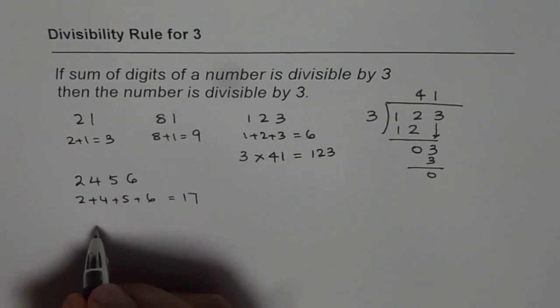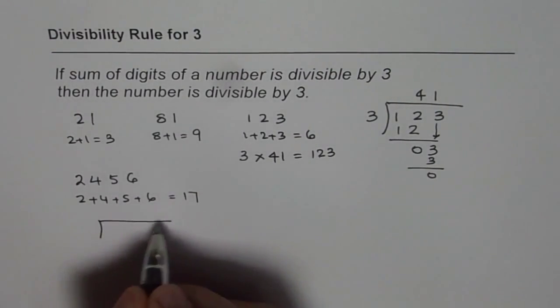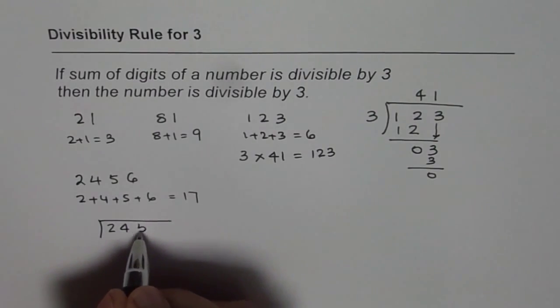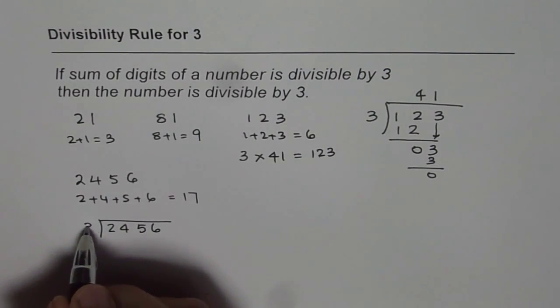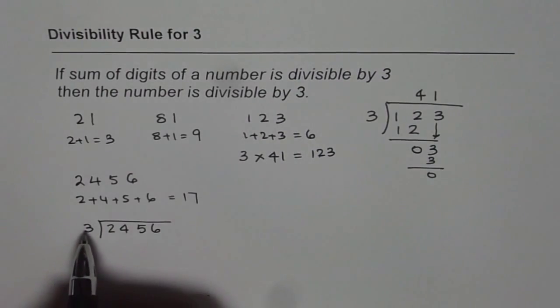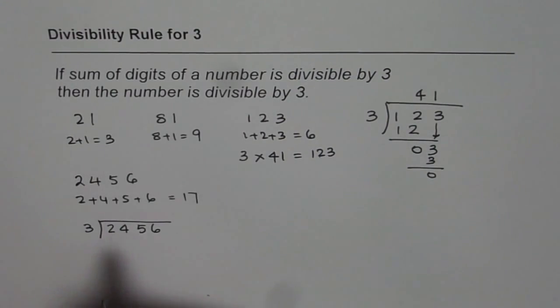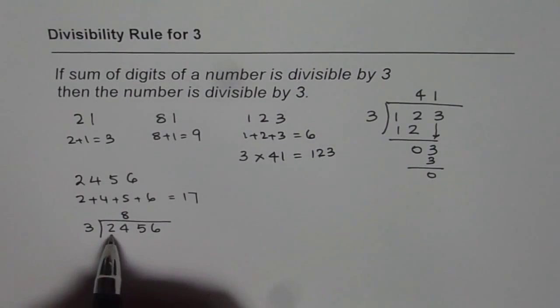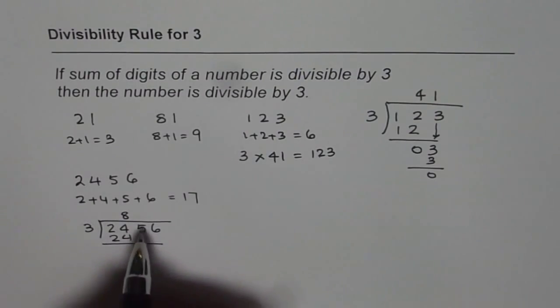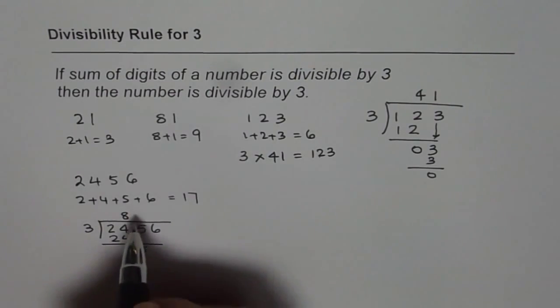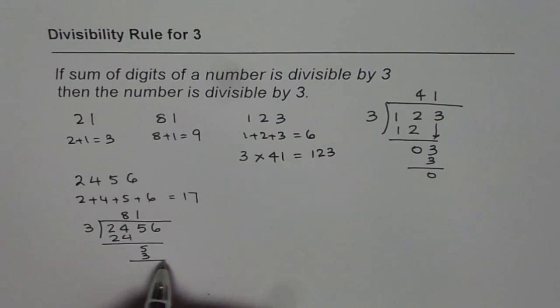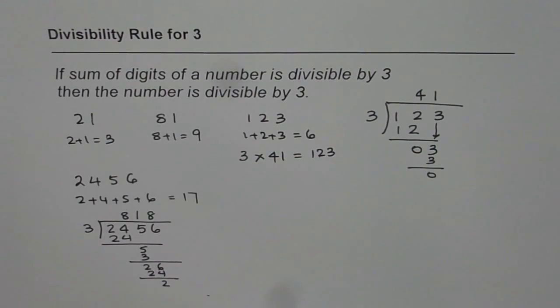So let me write down this number here and divide. So we have 2, 4, 5, 6. Let's test. 3, you cannot divide 2, but 24 goes 8 times. So 3 times 8 is 24. You bring down 5. 3 times 1 is 3. You get 2. Bring down 6. 3 times 8 is 24. You get a remainder, which is 2. Do you see that? So the rule works, right?